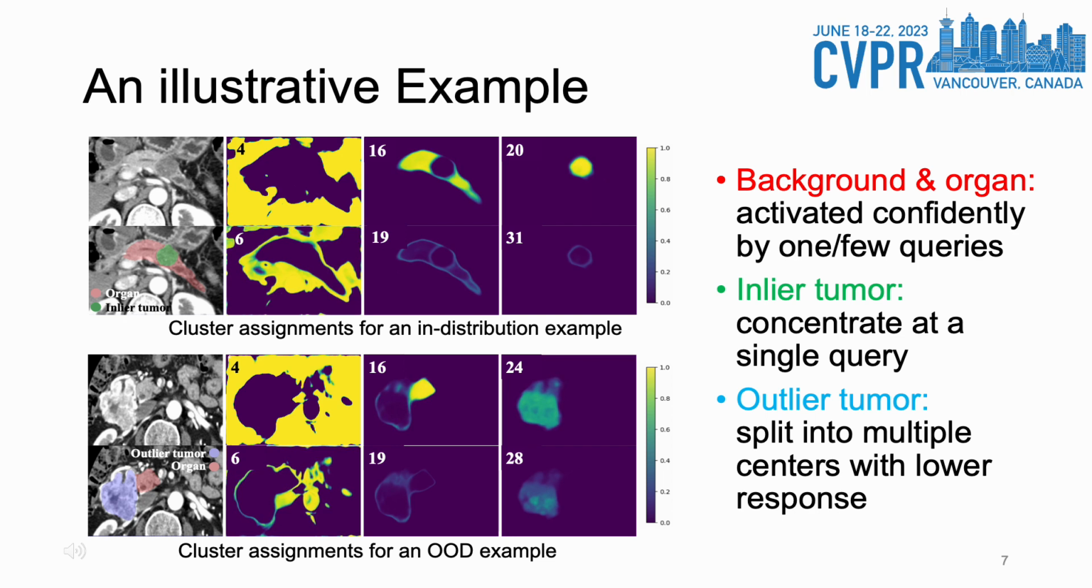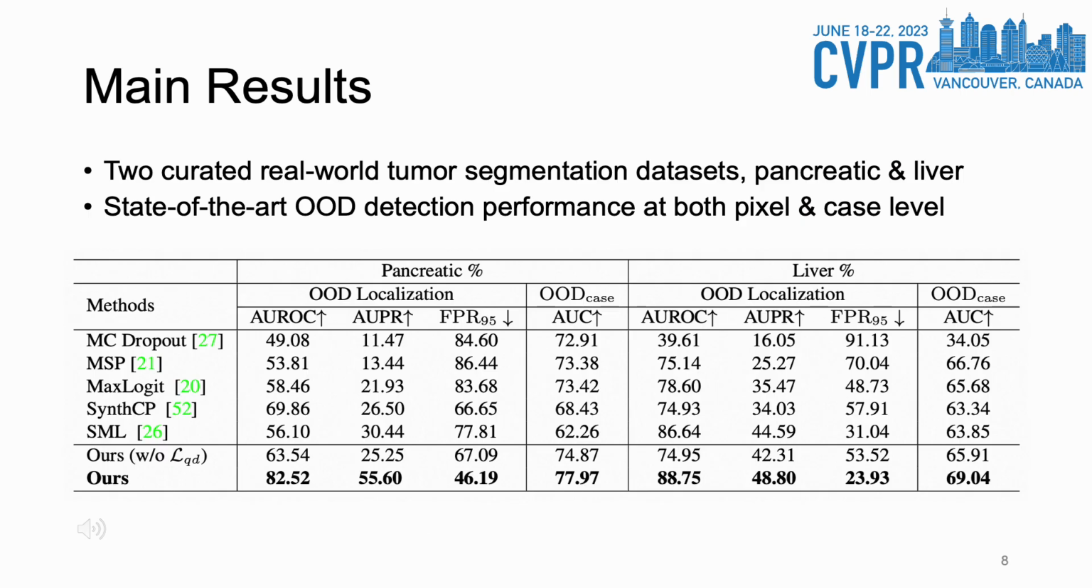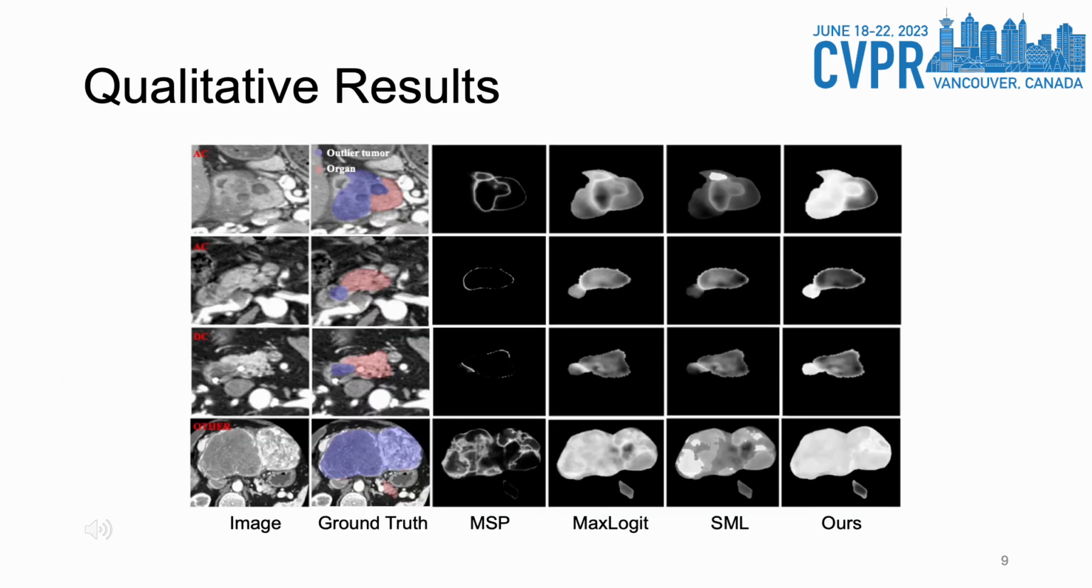We curated and conducted experiments on two datasets, specifically, pancreatic and liver real-world multi-type tumor segmentation datasets. Compared with anomaly localization baselines, our proposed method achieves state-of-the-art OOD detection performance at both pixel and case level. We visualize the anomaly score map for OOD localization. The grayscale level indicates the anomaly score.